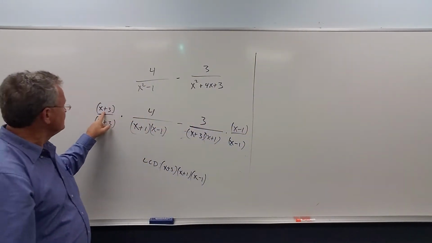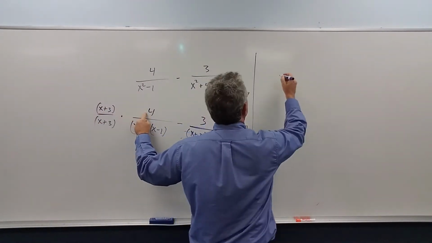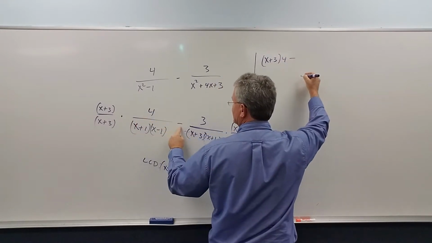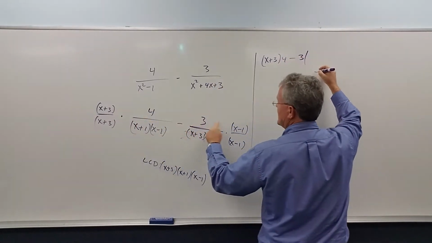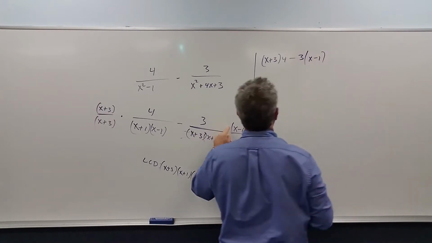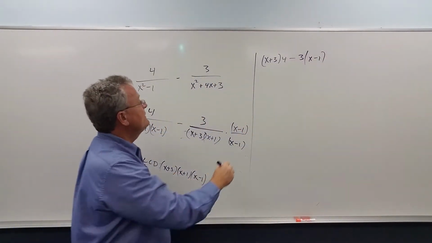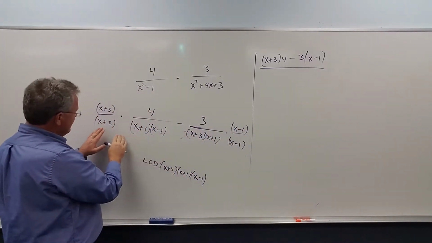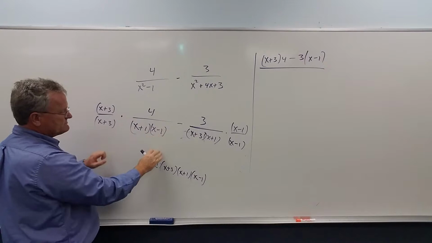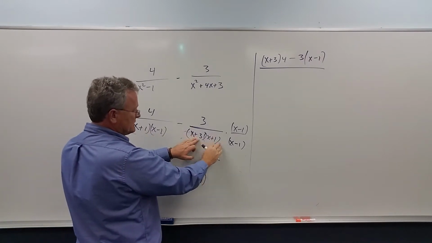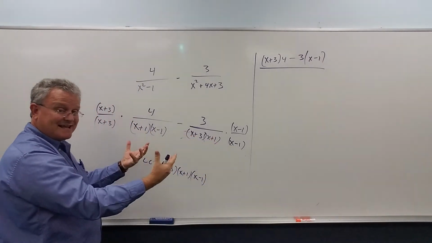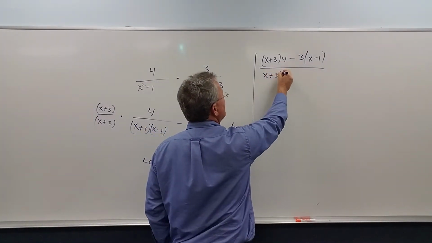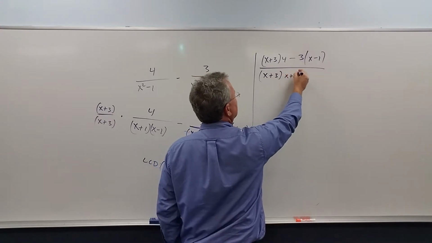I'm going to do this step by step. So we have x plus 3 times 4 minus 3 times x minus 1. So that's our numerator. That's divided by our common denominator, x plus 3, x plus 1, x minus 1. They're the same denominator, so we just subtract the numerators and put that over our common denominator.